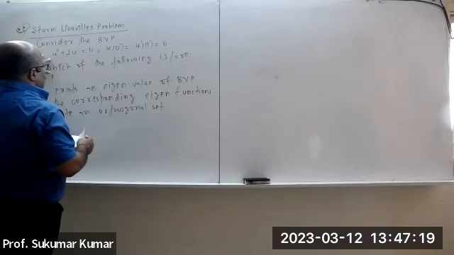Then it is u double dash plus lambda u, that equation? U double dash plus lambda u, equal to 0. Okay, sir. Thank you, sir.